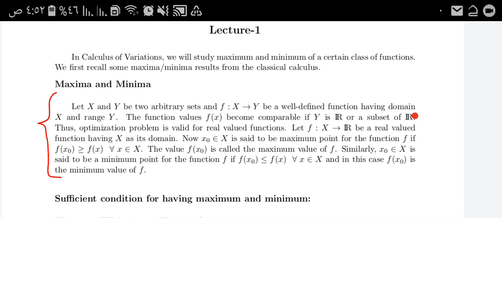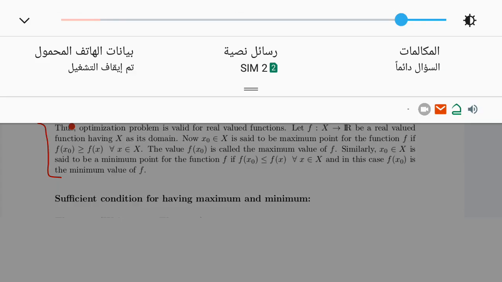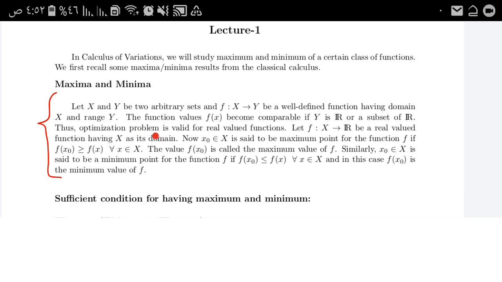Okay, this is the easy definition. Thus, pay attention to this part. Thus, optimization problem is valid for real valued functions. Optimization problem is defined for real valued functions, the functions which have range in the real values. Let f be a real valued function having X in its domain.